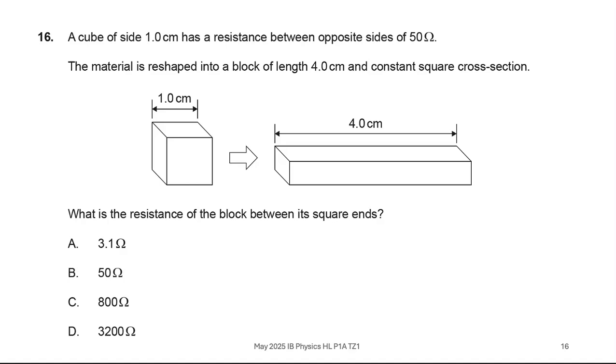All right, so first thing to recognize the dimensions. We initially have a dimension of 1 this way. It's a cube, so we've got 1 in all the other dimensions as well. The volume here is 1 times 1 times 1, 1 centimeter cubed. The material is being reshaped into a block with a certain length and a constant cross section.